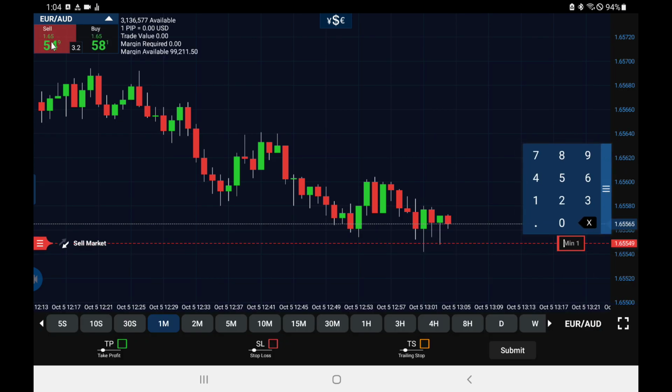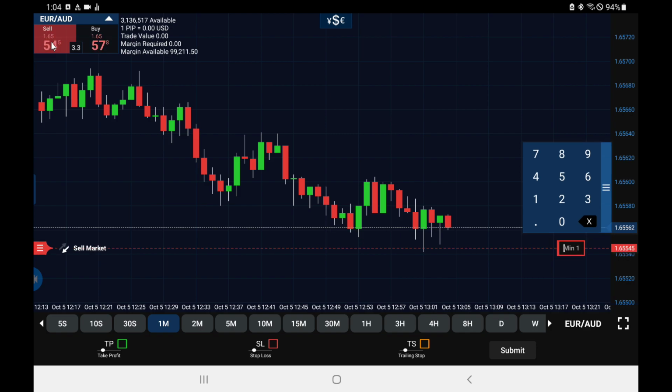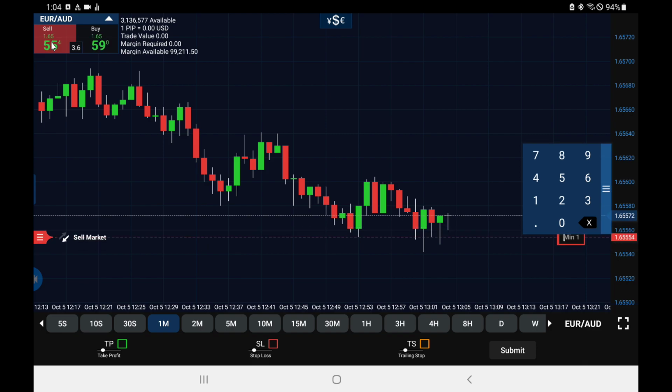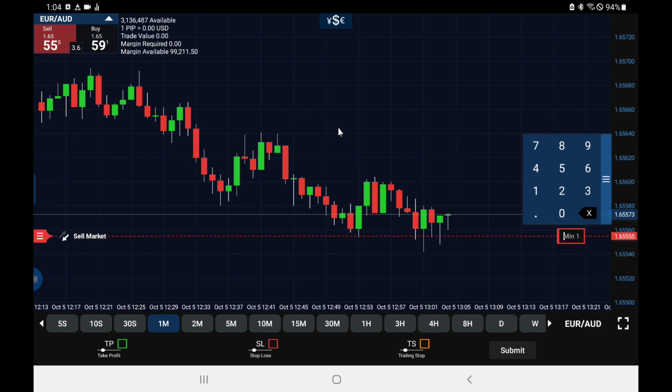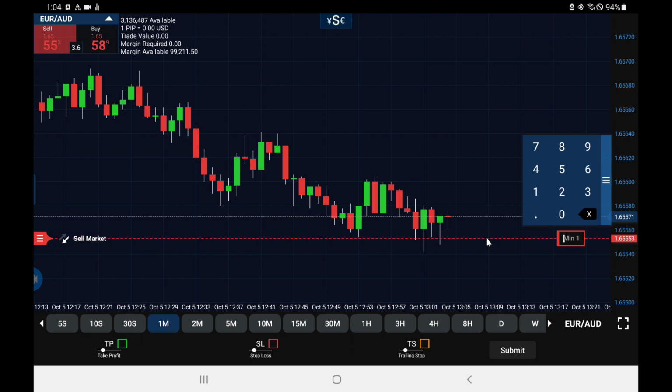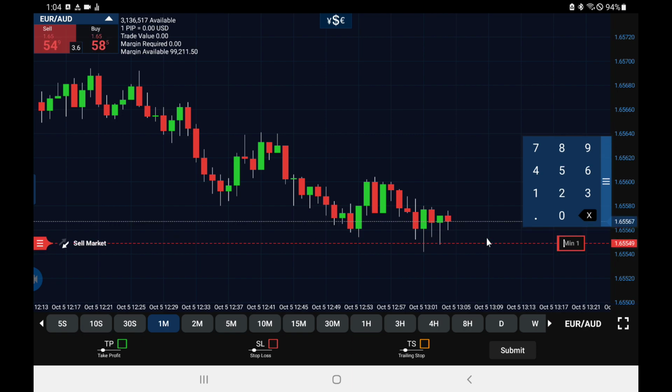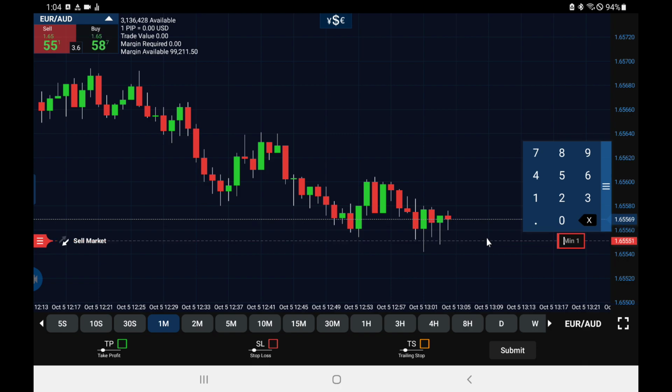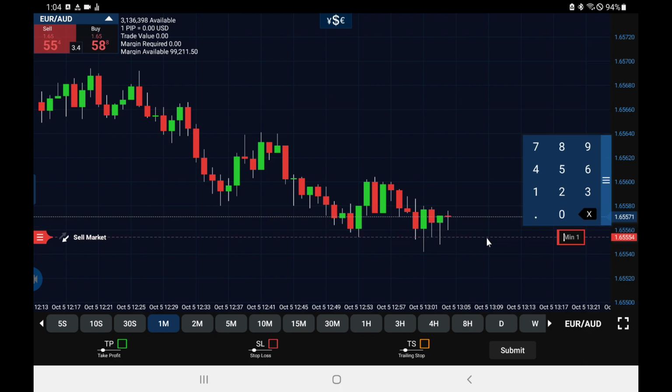And now, it's going to ask us some information. Now, the dotted line, this is where we're actually going to get our purchase. That is, this is our spread. This is what is going to determine what price is actually bought at.